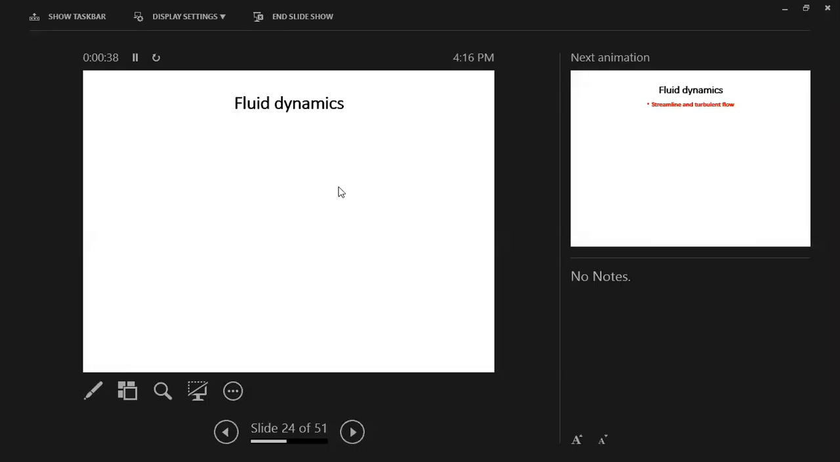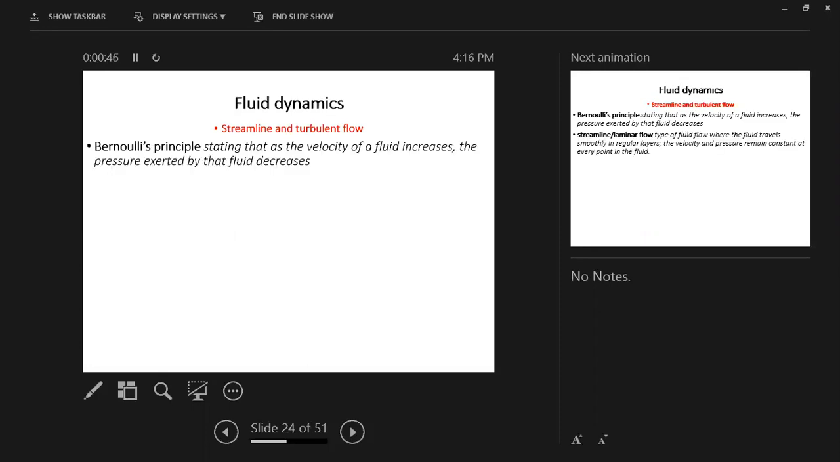So fluid dynamics, we are going to learn about streamline and turbulent flow first of all. In order to define the streamline and the turbulent flow, first of all, we have to know about the Bernoulli principle. You already remember this principle, that the velocity of the fluid increases when the pressure decreases, okay? When pressure exerted on the fluid decreases, this is going to cause the velocity to increase, okay? So this principle is known as Bernoulli principle.